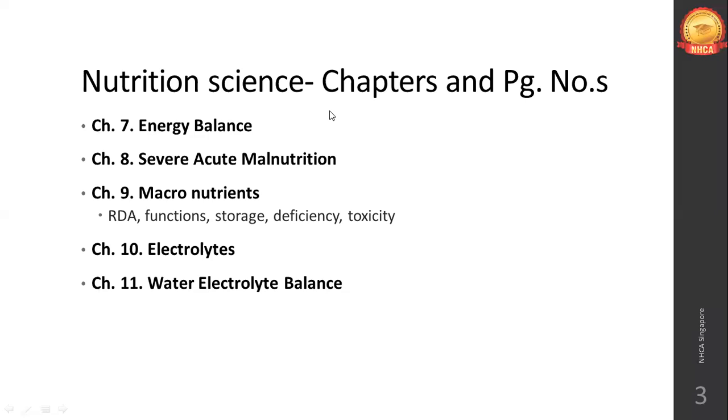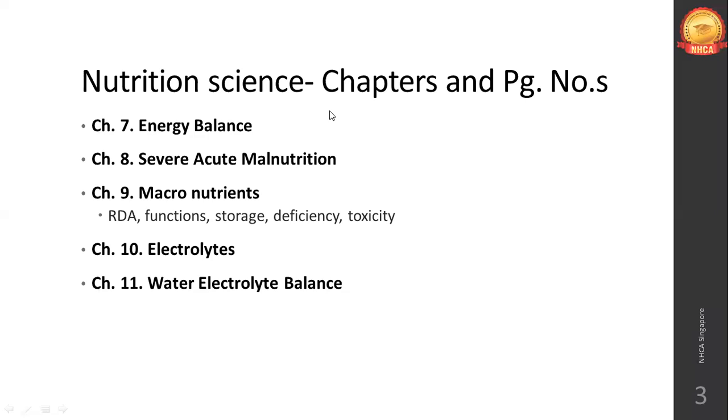Electrolytes, from the water electrolyte balance chapter, you do not have to read, because the entire chapter on electrolytes is before it. In detail, they have explained everything. The electrolyte part in the water electrolyte balance chapter is just a repetition. So just study from one source.